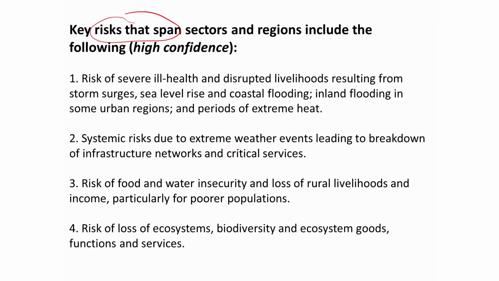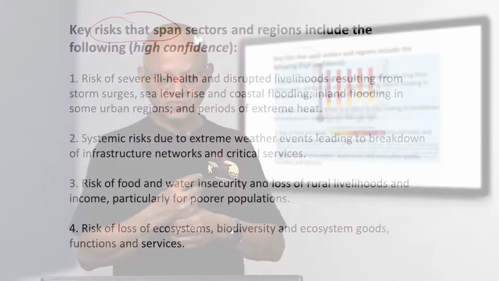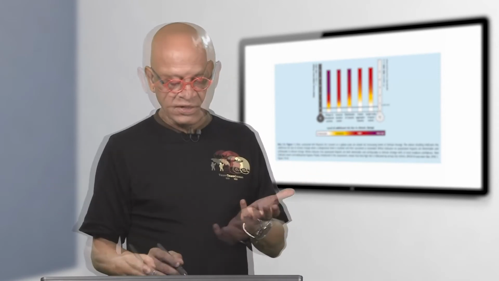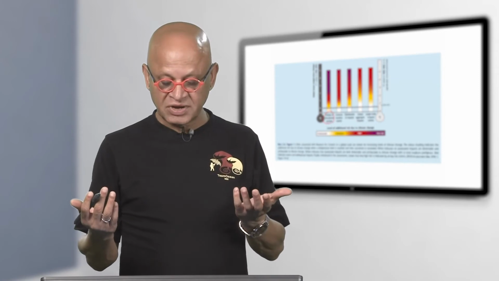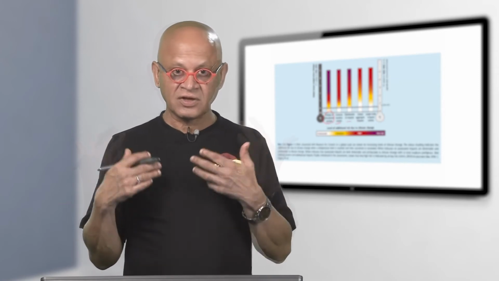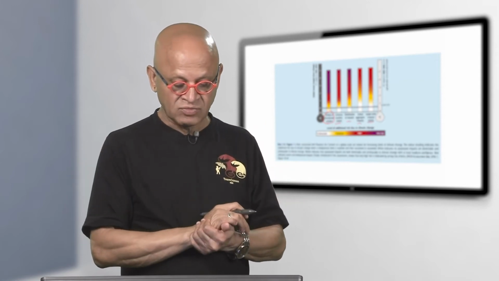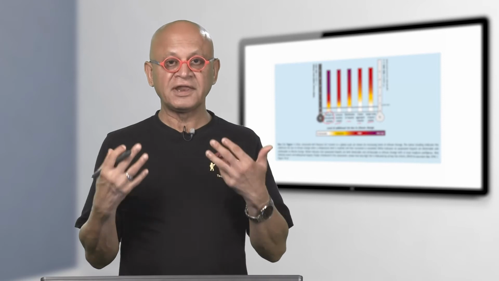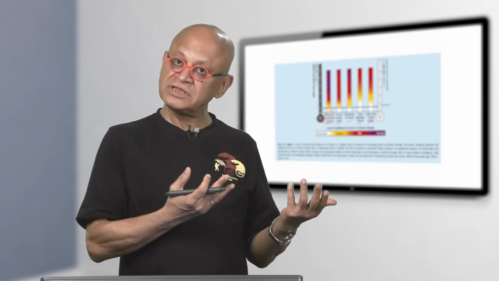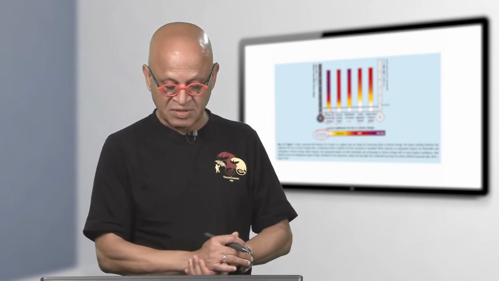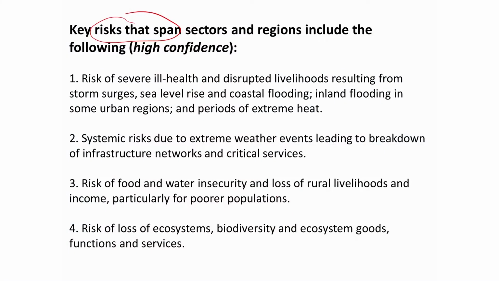There are systemic risks of extreme weather events. So bridges break down like it happened in Italy recently. Networks and infrastructures break down. Critical services like healthcare or energy supply or food supply may break down. This is common to all. When Hurricane Harvey hit a place like Houston, even though the US is a rich country, all these breakdowns happened, for example. Risk of food and water insecurity and loss of rural livelihoods and income, particularly for poorer populations.